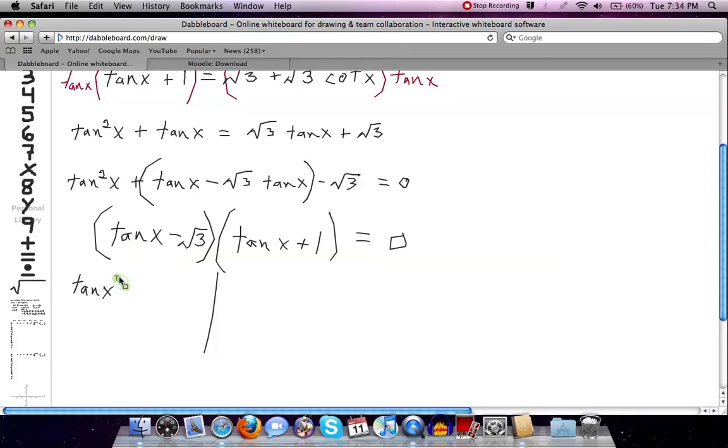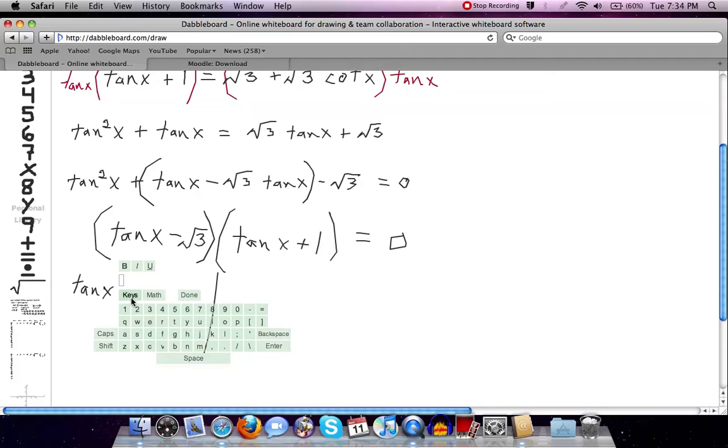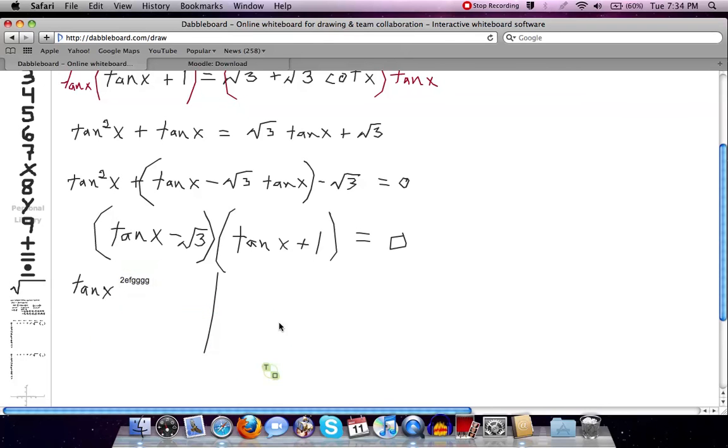By the way, you can see it's kind of sensitive, and I can actually type in this program if I wanted to, but I don't want to right now. So just delete that. Tangent of x minus the square root of 3 equals 0. And over here we have tangent of x plus 1 equals 0. And now we can solve each one separately.